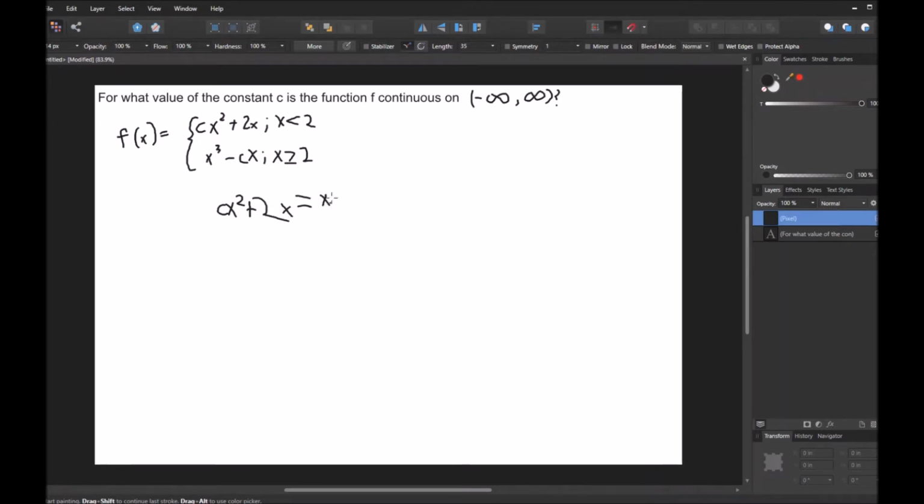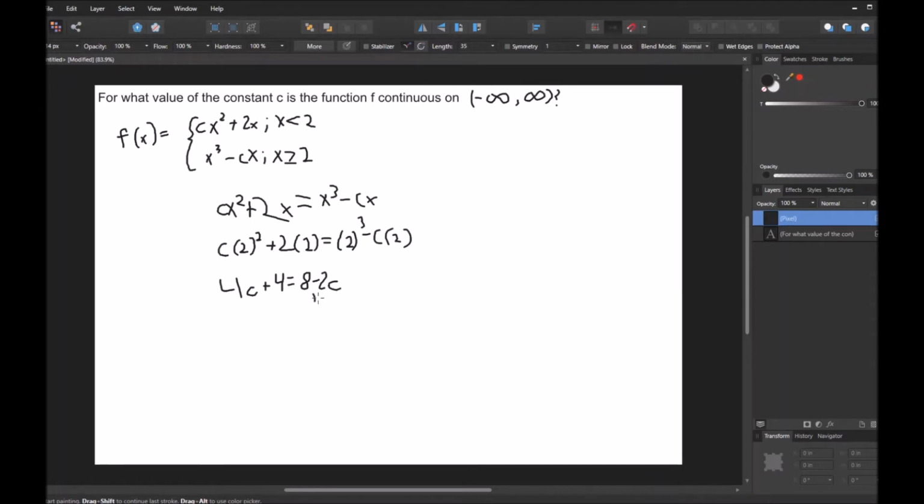So I'm going to do cx squared plus 2x equals x cubed minus cx. And because we want them to be the same value when x equals 2, I'm going to plug in 2 for x, and I'm going to solve for c. So I'm going to have c times 2 squared plus 2 times 2, and I'm going to set that equal to 2 cubed minus c times 2. Now if I evaluate this, I'm going to get 4c plus 4 equals 8 minus 2c.